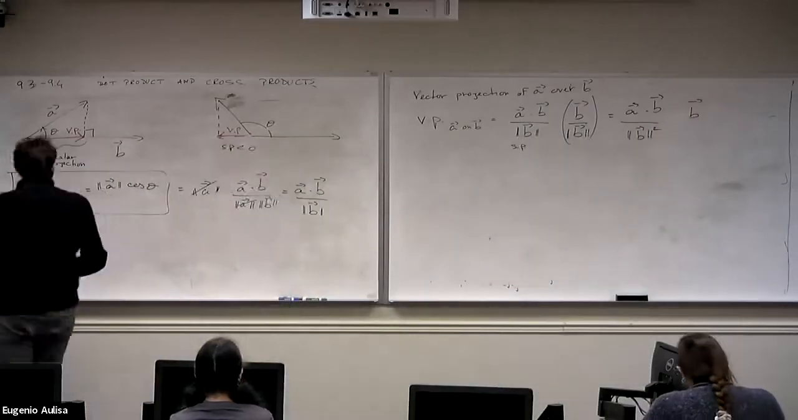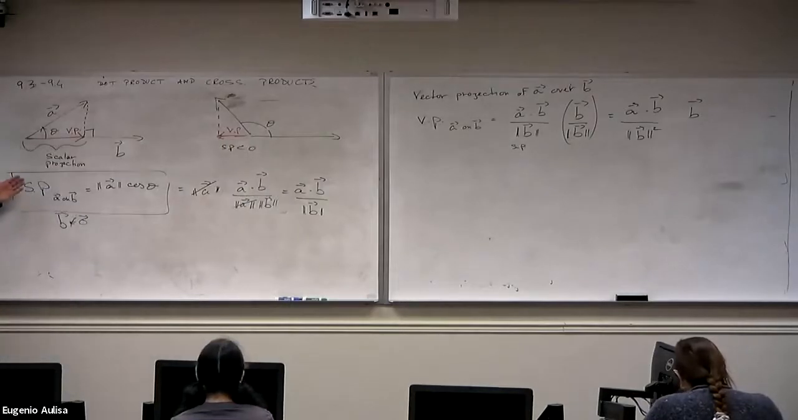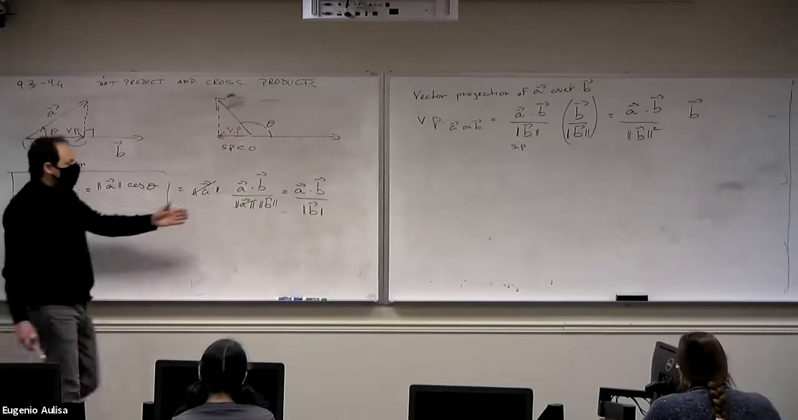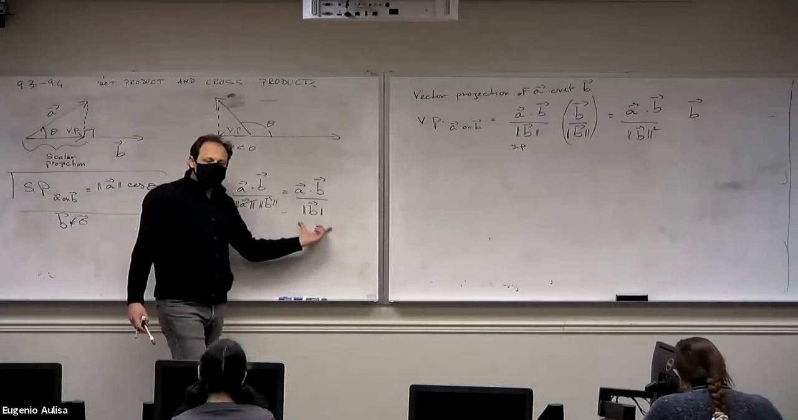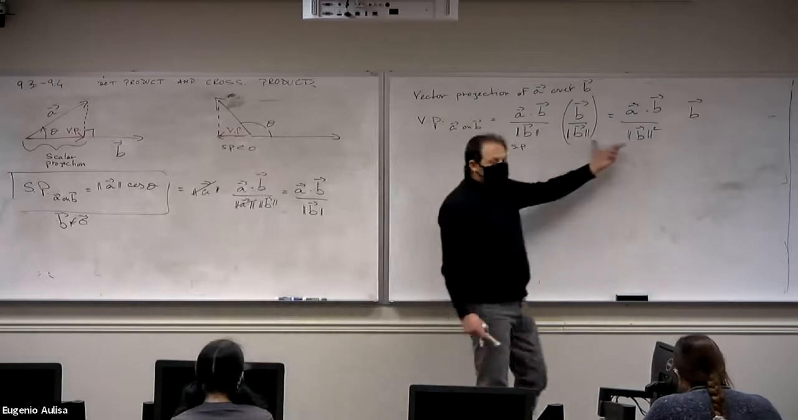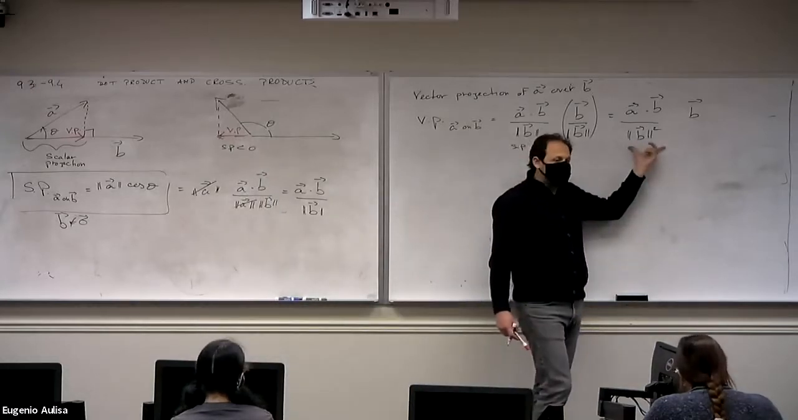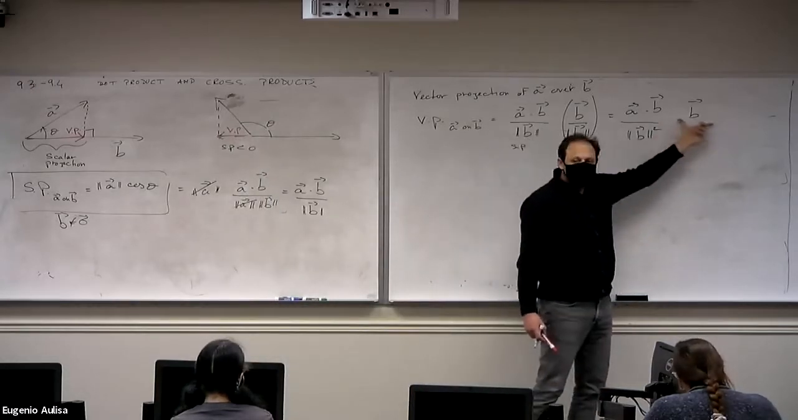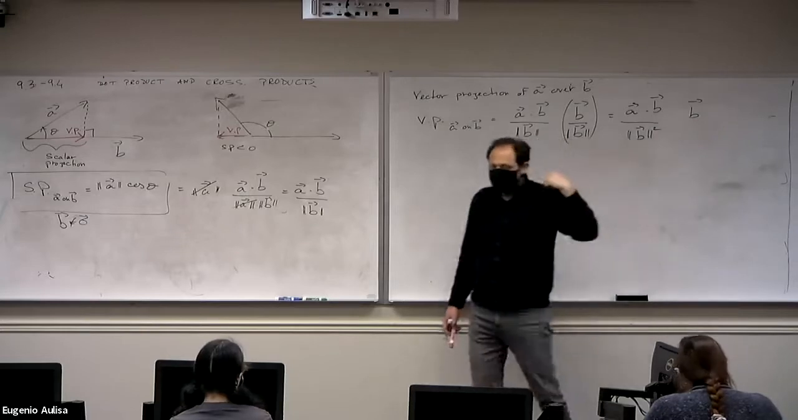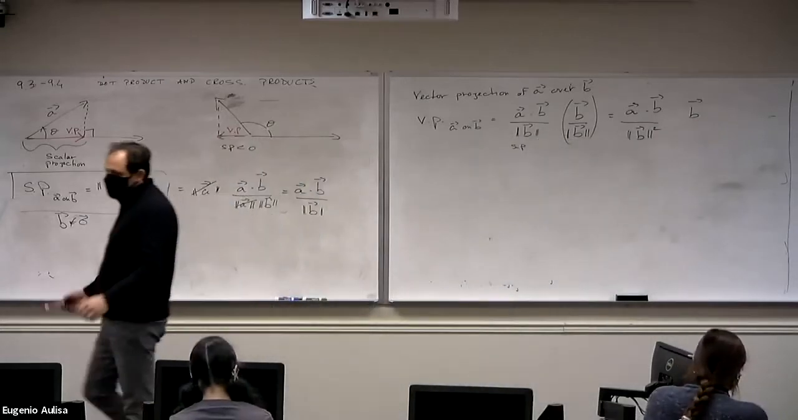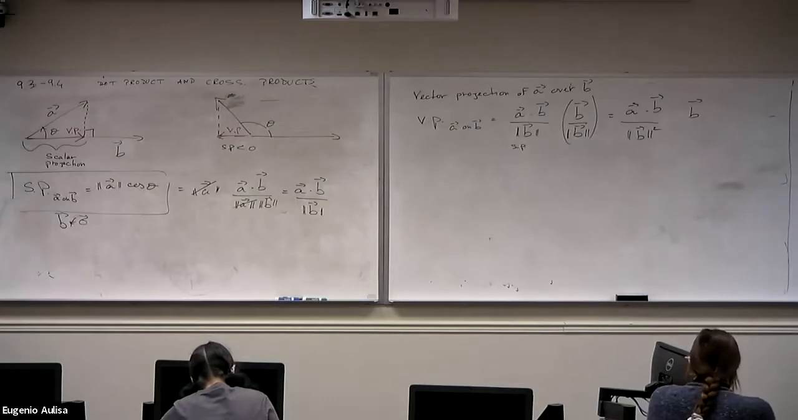Now, clearly, you can see immediately by definition that this operation is not commutative. The projection of B on A will have A as the denominator. The vector projection of B on A is going to have a vector A here and the length of A squared as the denominator. So this operation does not commute. Okay?